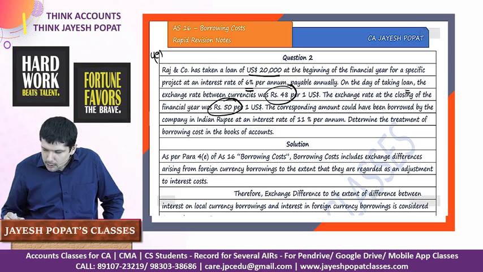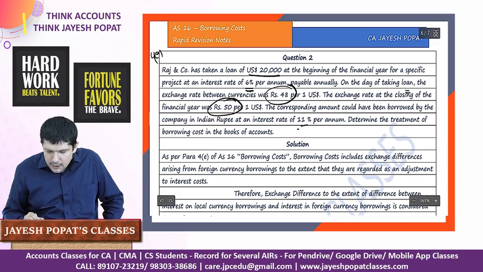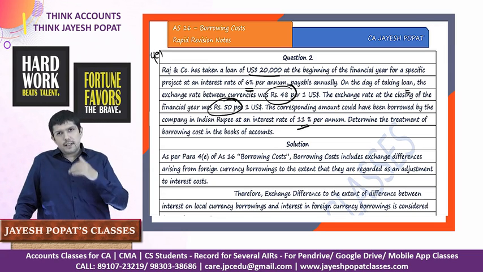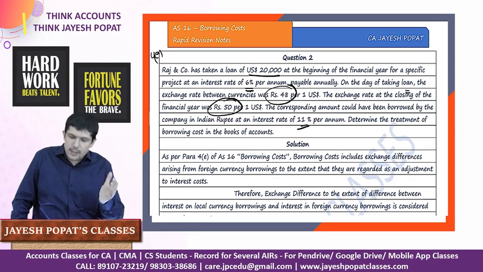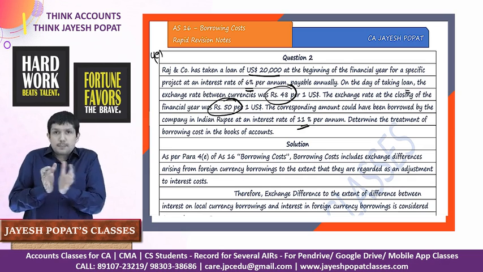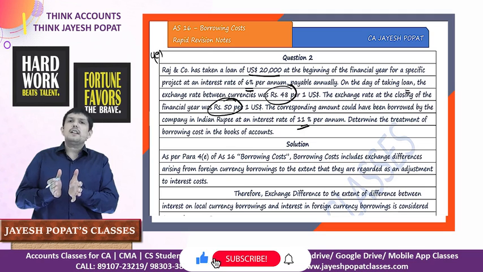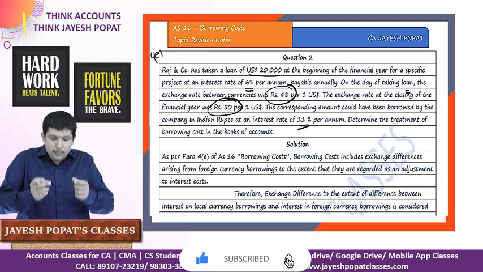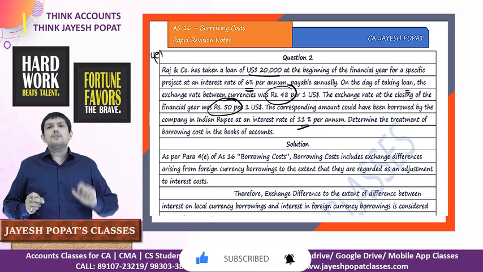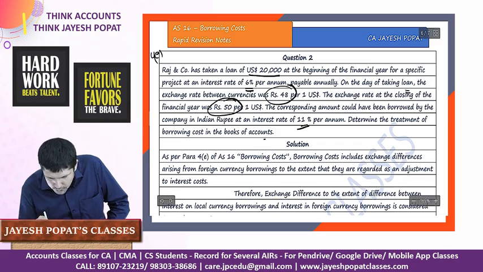Corresponding amount could have been borrowed by the company in Indian rupee at an interest rate of 11%. Had he taken the same amount of loan in India, he would have paid interest at the rate of 11%. Since he has taken it from US, he's paying an interest of 6%. But by taking this loan from US, he has exposed himself to foreign currency fluctuation. We've already seen that at the time he took the loan, the exchange rate was 48. But right now, at the end of the year, the exchange rate will become 50. So there's a loss of 2 per dollar. Determine the treatment of borrowing cost in the books of accounts.